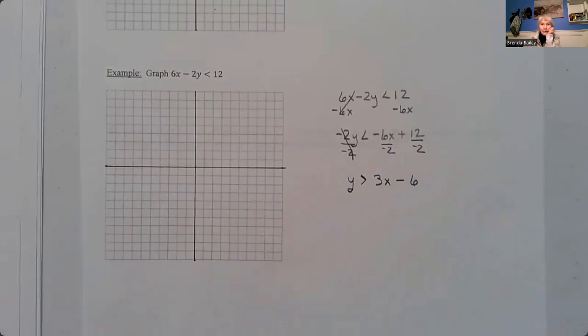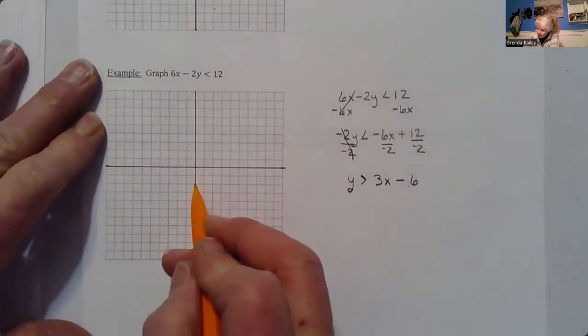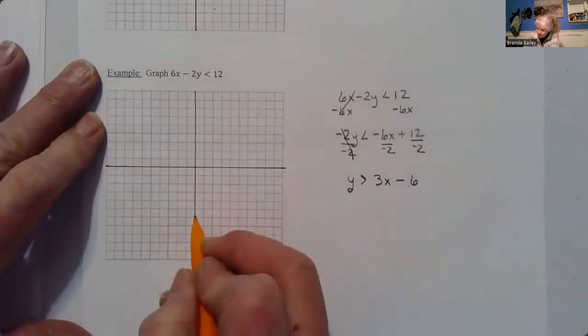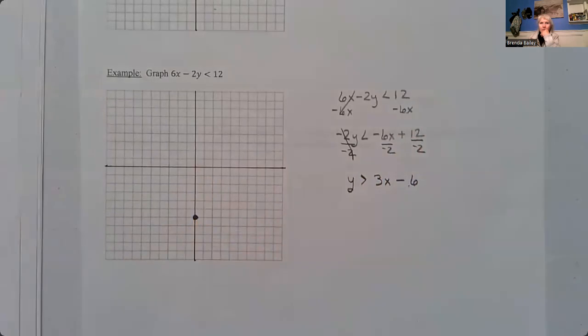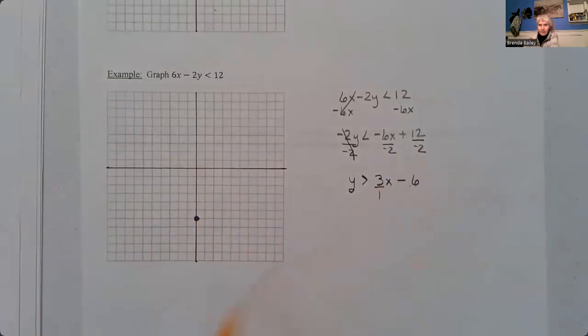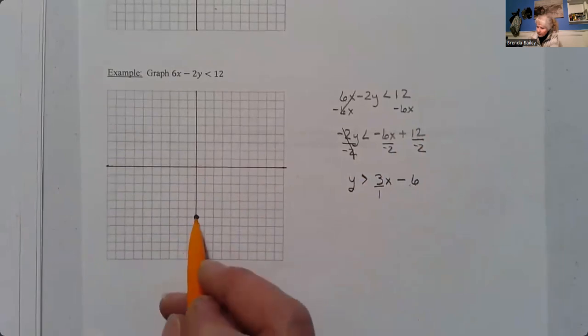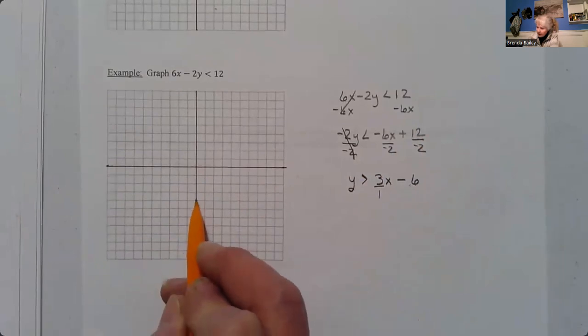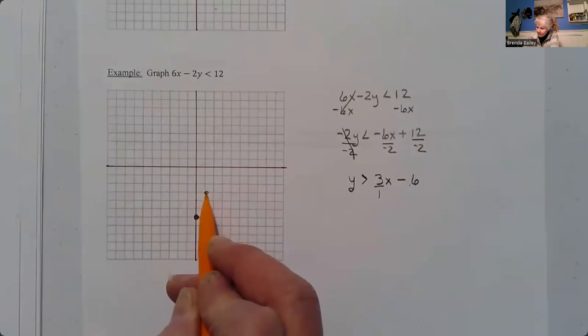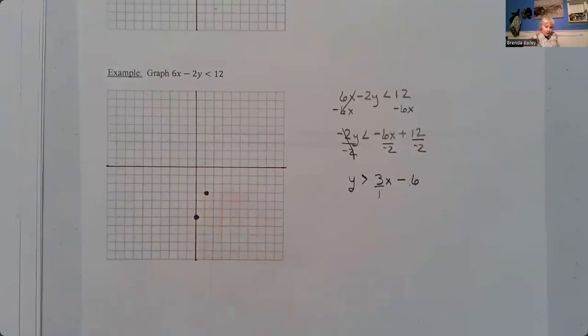Now we're ready to graph. So we're going to go to a minus 6 on the y-axis. That's the y-intercept. So 1, 2, 3, 4, 5, 6. Okay, there's our point. Then our slope is 3/1. So we're going to go up 3, 1, 2, 3, and over 1. So put your whole numbers over 1.